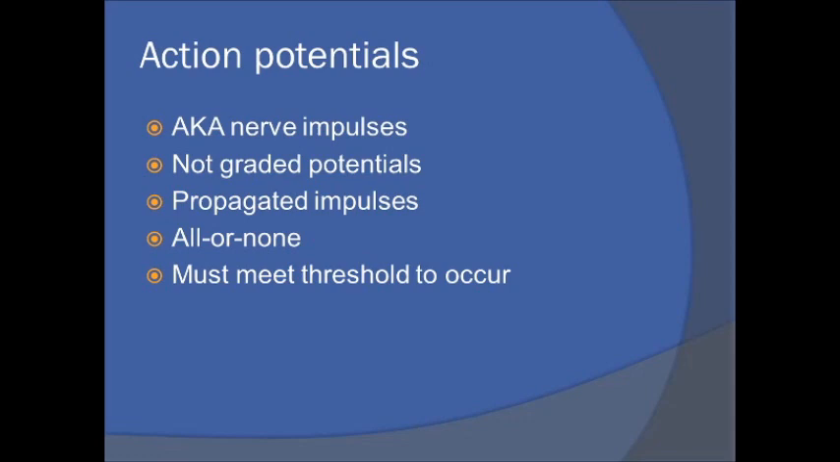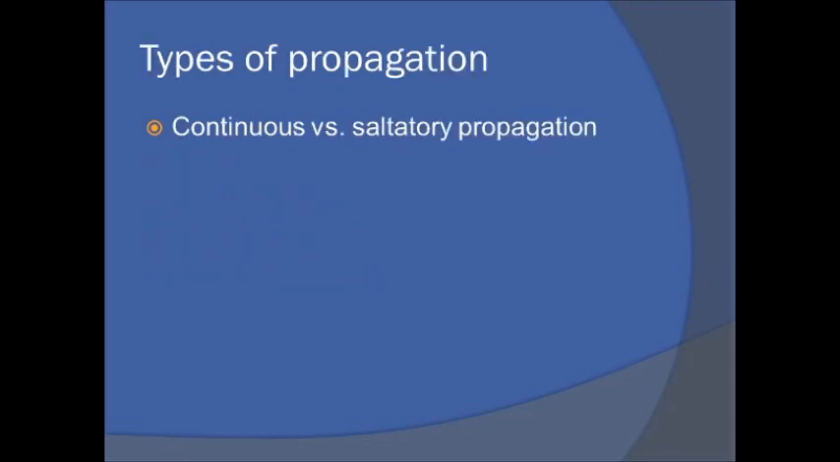So action potentials are also known as nerve impulses. They're not graded potentials. Like we said, they're propagated. They're all or none, so they have to meet a threshold in order to occur. These impulses can be propagated down an axon via continuous or saltatory propagation. Continuous propagation happens in unmyelinated axons, and saltatory happens in myelinated axons.